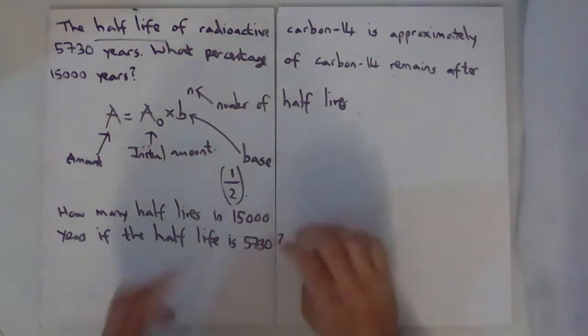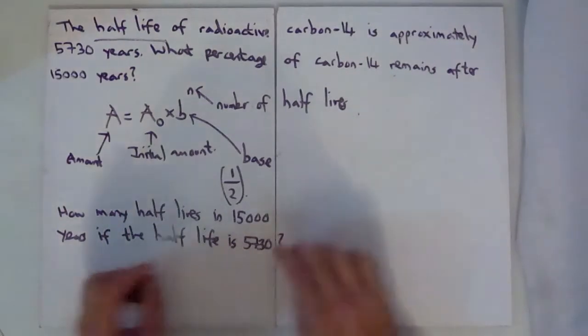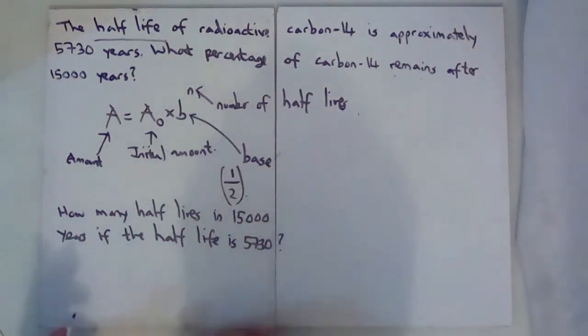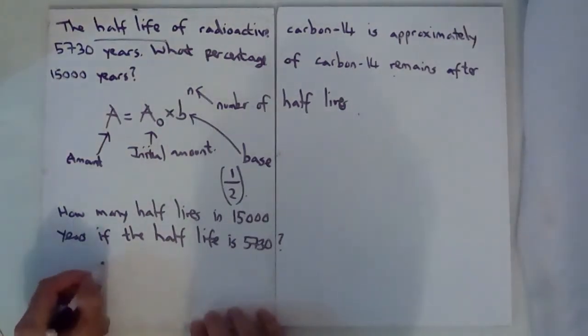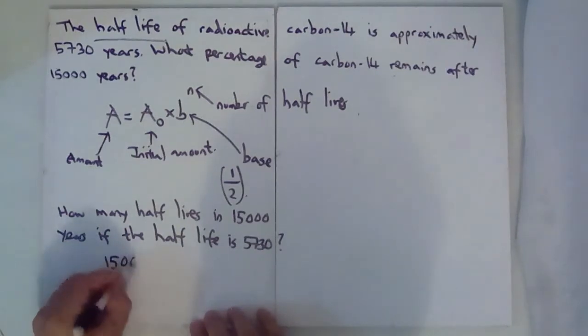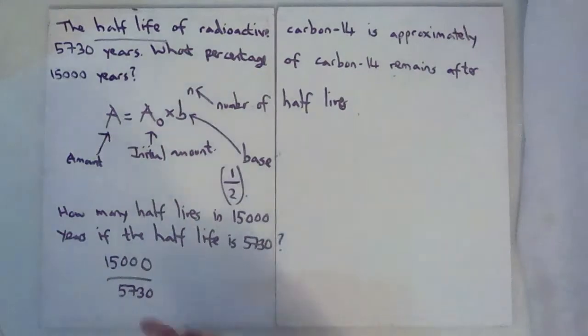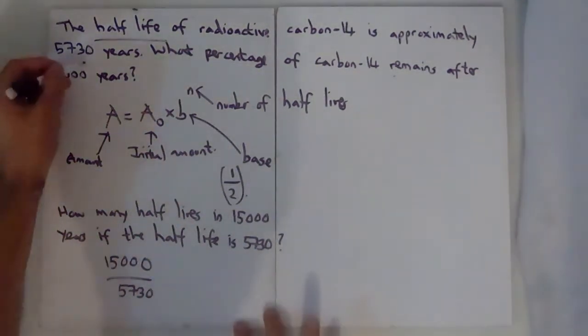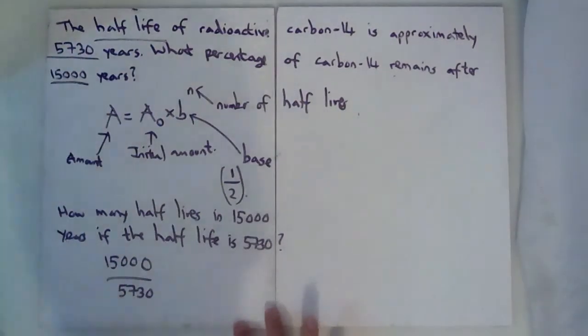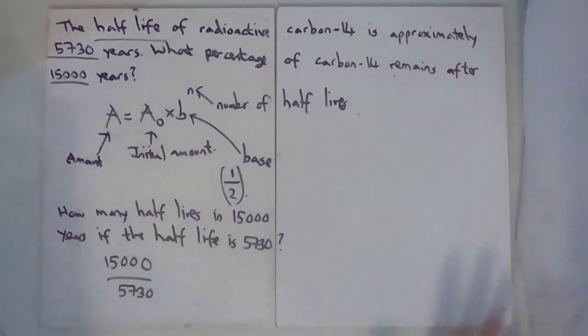So you know it's going to be between 2 and 3, so 2 point something. Well, we do need to know exactly what it is, though we certainly don't need it as a decimal. It's basically 15,000 over 5730. That will tell you how many half-lives happen in this time, given that the half-life is this and this is the time period. That's how many of these things will happen. So now we can go on to answer the question.